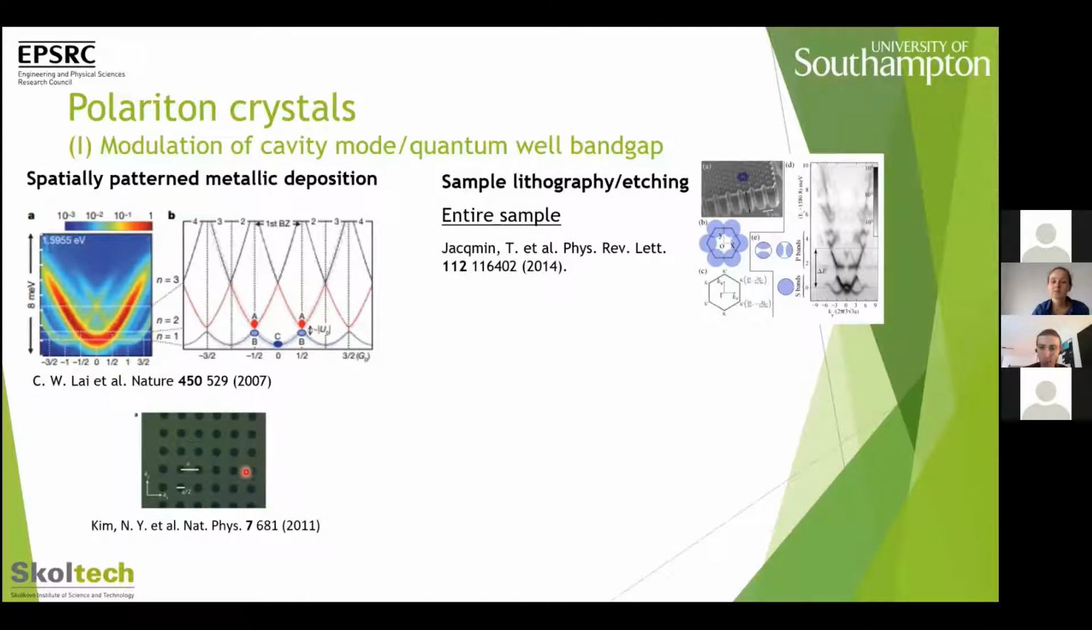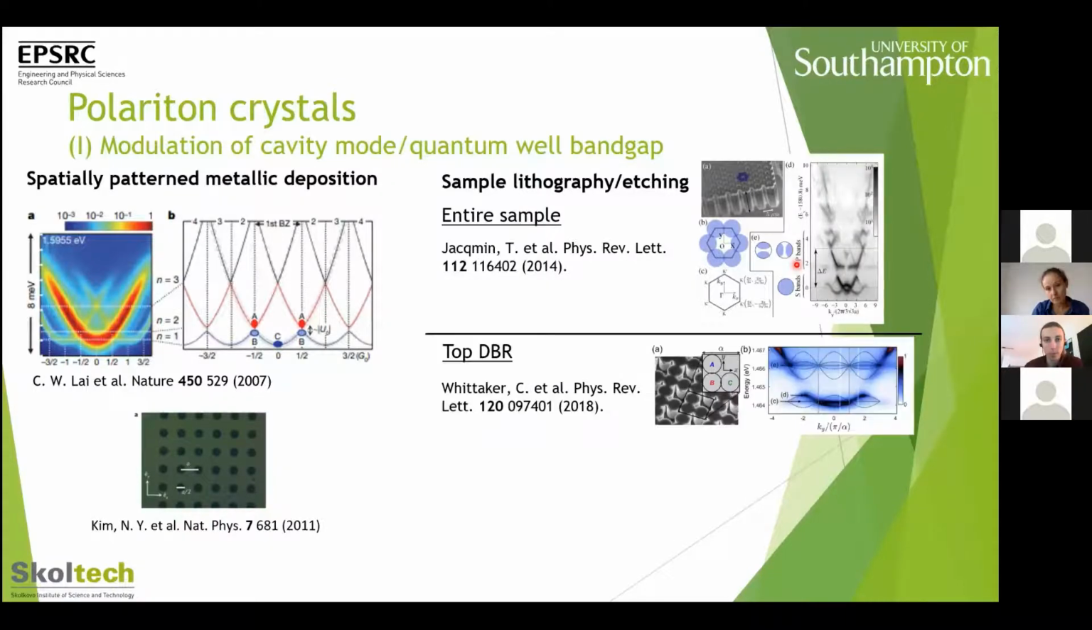Now, taking that technique of etching further, one can actually etch the sample itself, much like you would think about in photonic crystals. And this can take several different formats, whereby either the entire sample is etched, that's to say the top DBR, the cavity, the quantum wells, bottom DBR, right down to the substrate. And I show just one example here from Jacqueline Bloch and Alberto Amo's groups for a honeycomb lattice, and you can see these very nice band structures forming in the dispersion with these deep potentials.